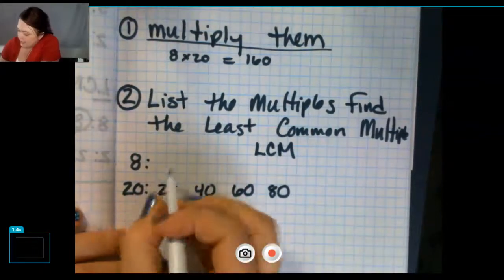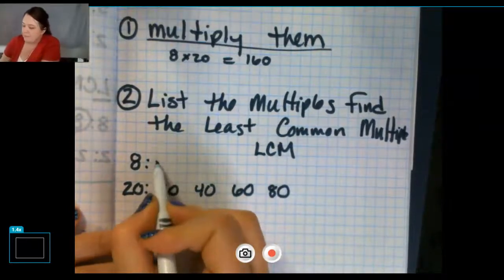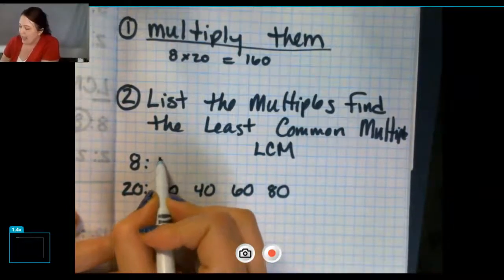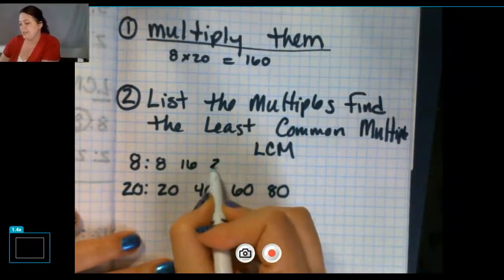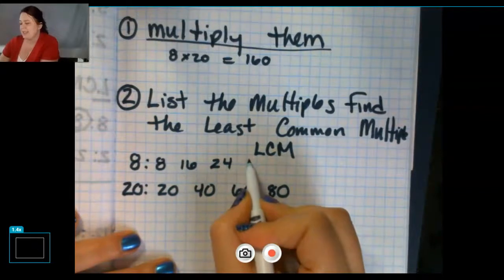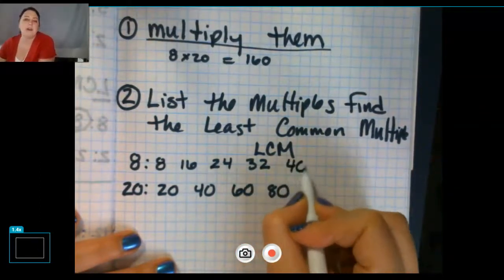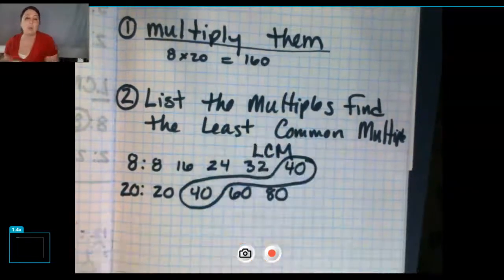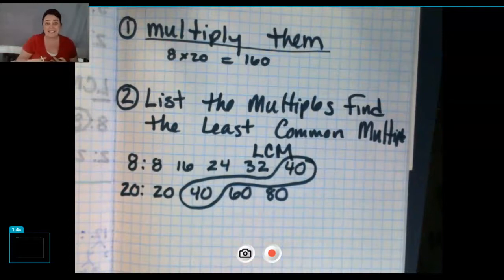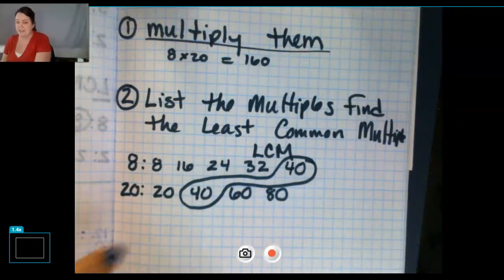Now 8. I'm going to keep going until I get one of these numbers. Hopefully you see what it is already. 8 times 1, times 2, times 3, times 4, times 5. We have a winner, you guys. I've got 40. 40 is my least common multiple. So I'm going to take my two fractions, 5/8 and 7/20.